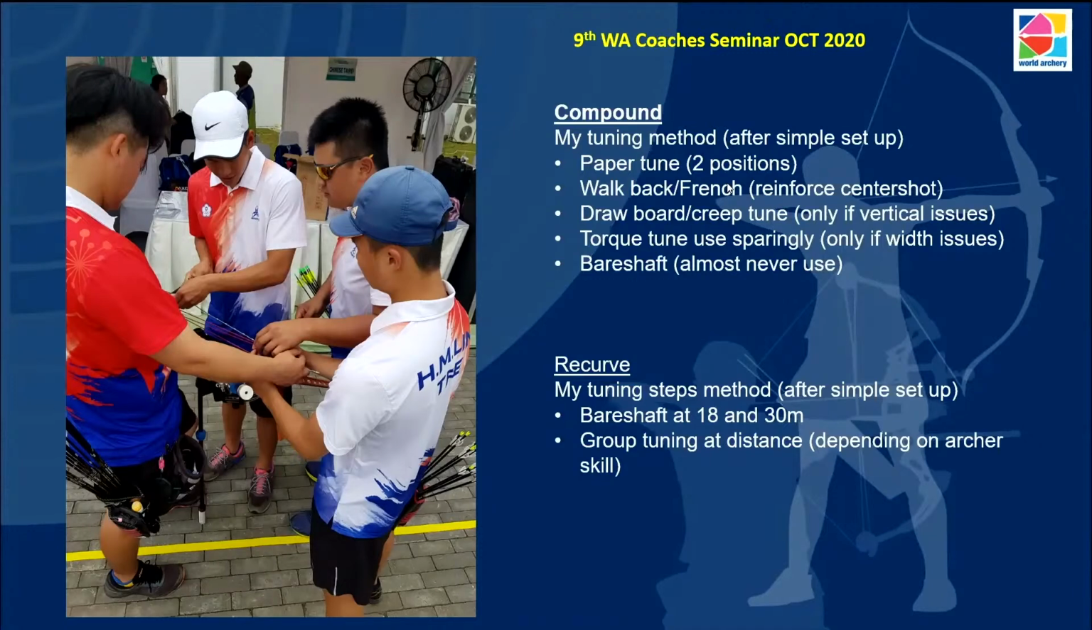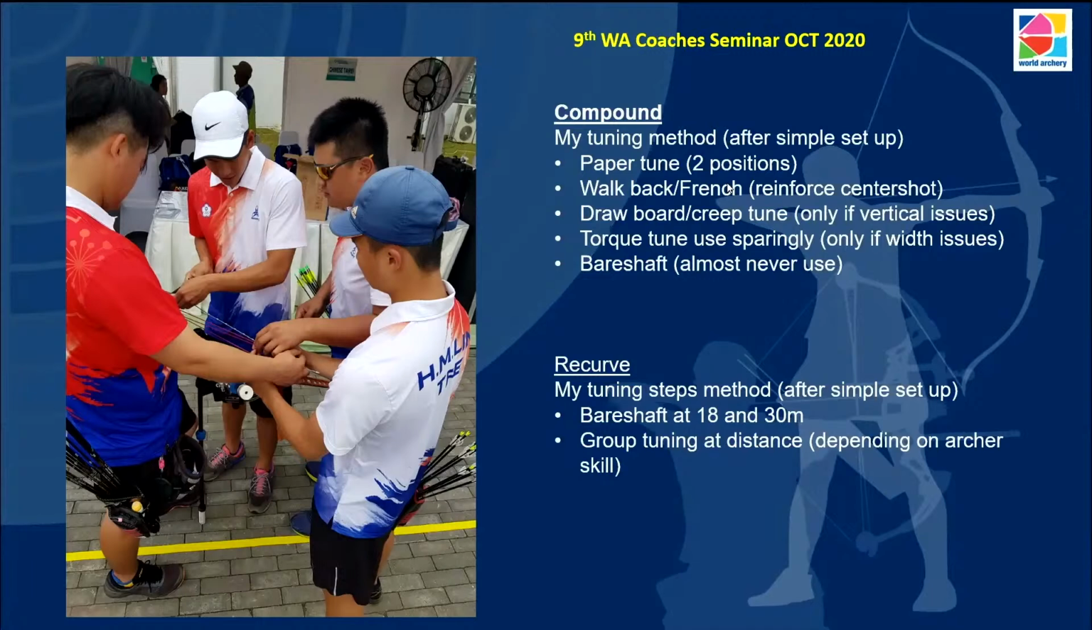So my method here, you can see that with the compound paper tuning, I do that from two positions. Typically that's one from relatively up close to the paper, one from further back to see how the arrow is initially traveling out of the bow. I will use a sort of a walk back or French tune method to check my center shot, my arrow rest positioning. And then only if I have issues will I use other.